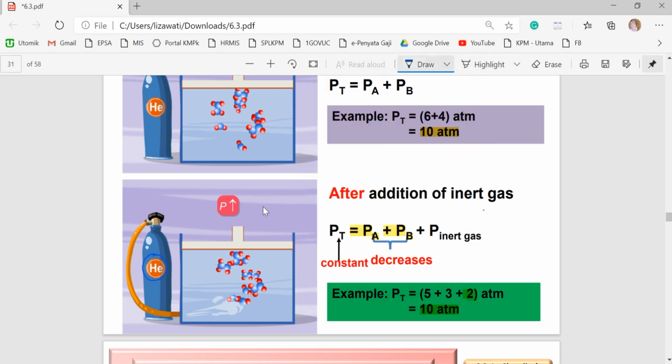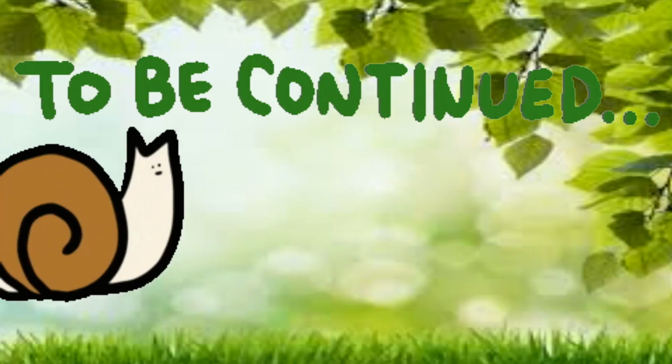Because of that, the system tries to increase the partial pressure of A and the partial pressure of B. Which means A increases by shifting to the side that has the greater number of moles. Same thing goes for B, it increases, so it shifts in the direction that has the greater total number of moles.